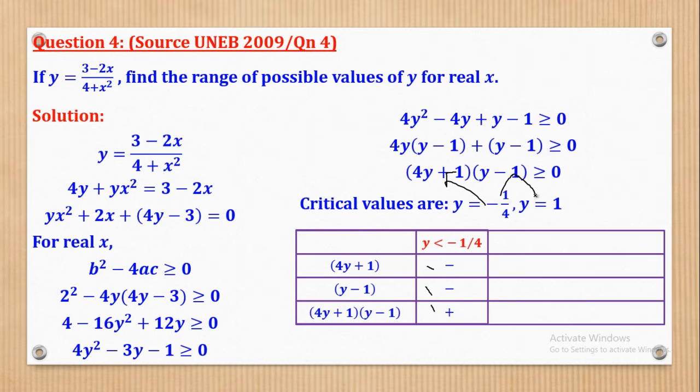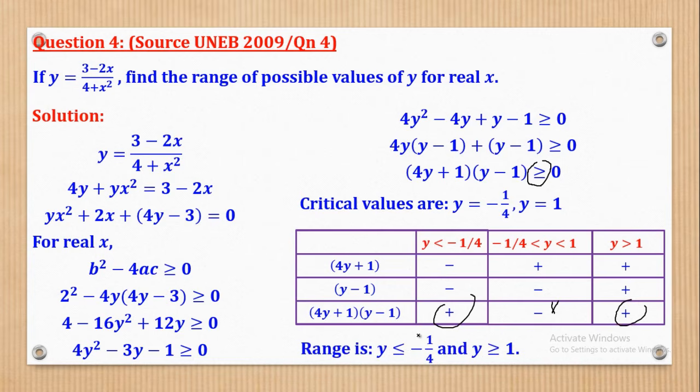Then between this and this, the inequality is that, therefore here to be positive, here to be negative, in the end you get negative. Then after that the inequality is that, so here to be positive, by default all are positive. So after that you look at this inequality, it means that we want positive values, so this one is off. Therefore we shall come and conclude that the range is y is less than or equal to -1/4 and y is greater than or equal to 1. I think by now you know why we are putting this inequality and not this.